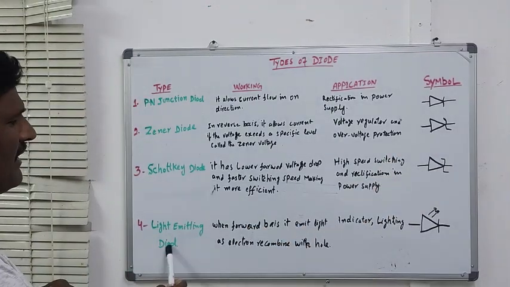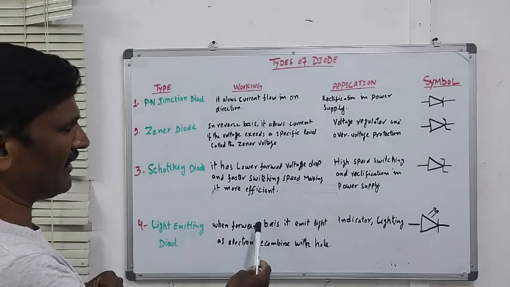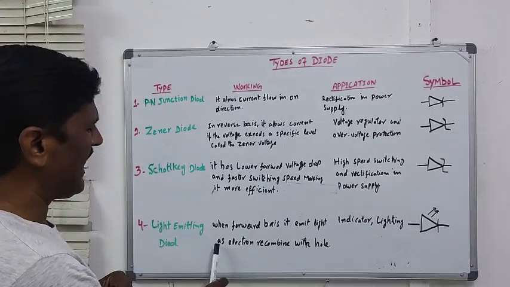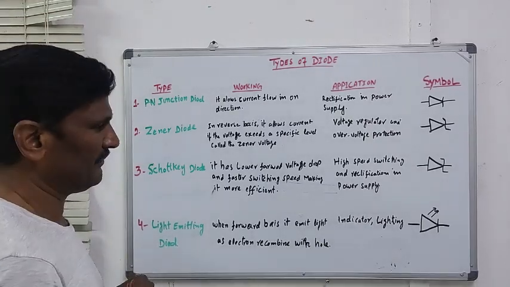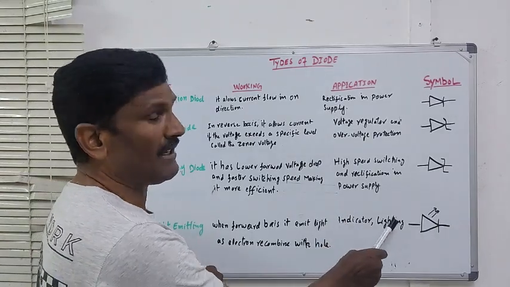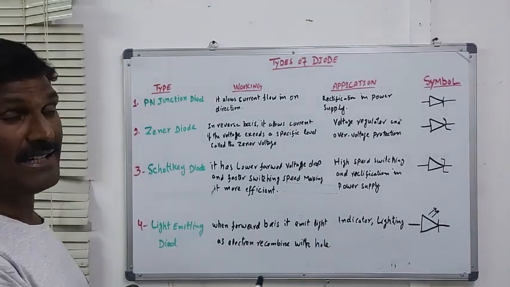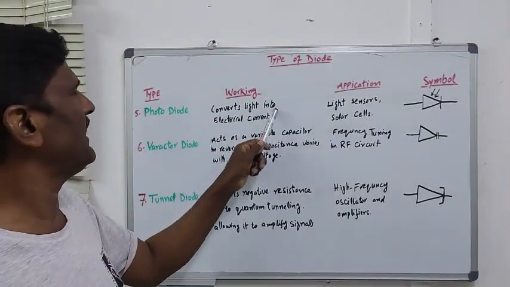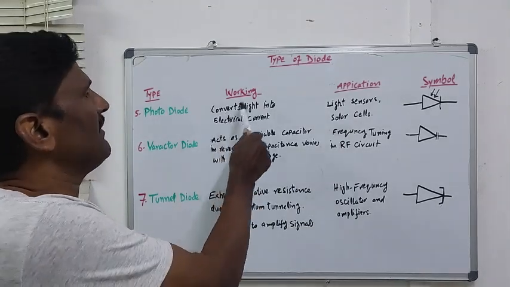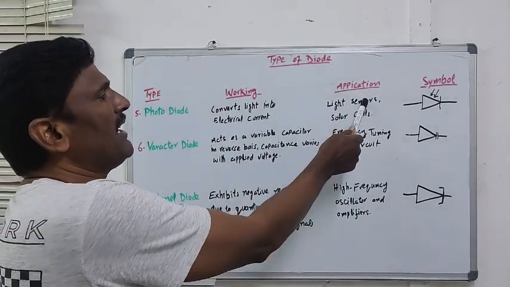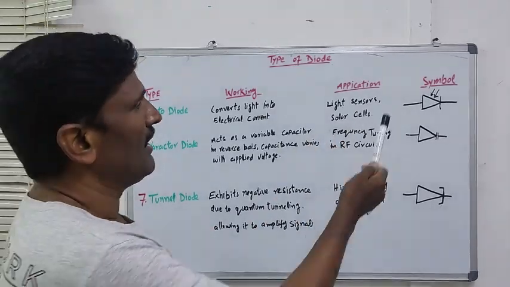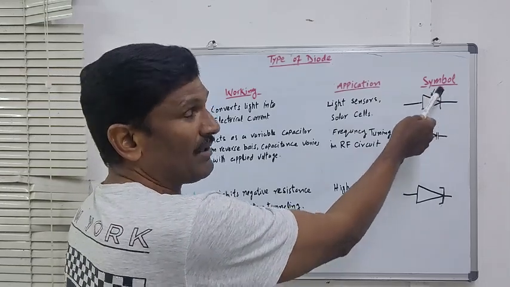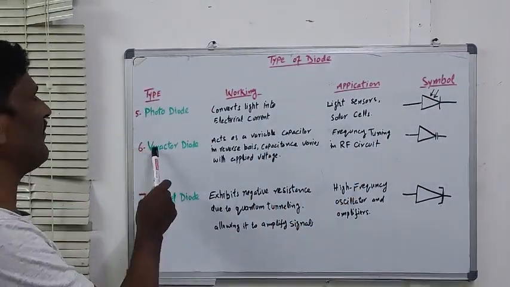The fourth one is a light emitting diode. It emits light when forward biased, as electrons recombine with holes. We use it for indicators and lighting. The fifth one is a photodiode. A photodiode converts light into electrical signals. We use it in light sensors and solar cells. Its symbol is like a simple diode, with arrows pointing downward.